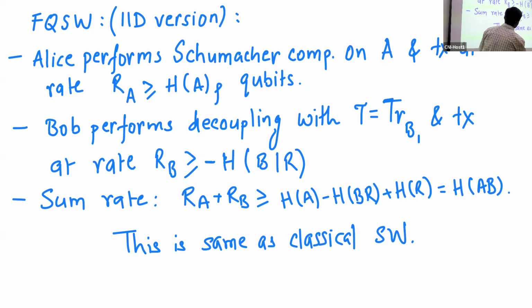And the sum rate in that case will be H of AB, which is what the Slepian-Wolf region is. Essentially, R_A is H of A given B, R_B is H of B given A, and the sum rate is H of AB. That's why, if the underlying operator used for achieving decoupling is just a partial trace, it was given the name fully quantum Slepian-Wolf theorem.